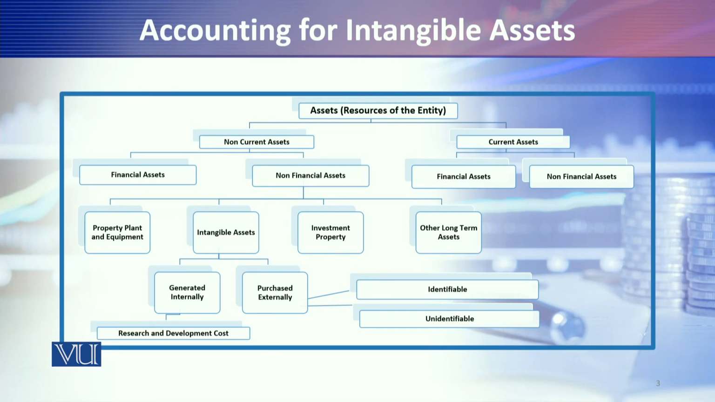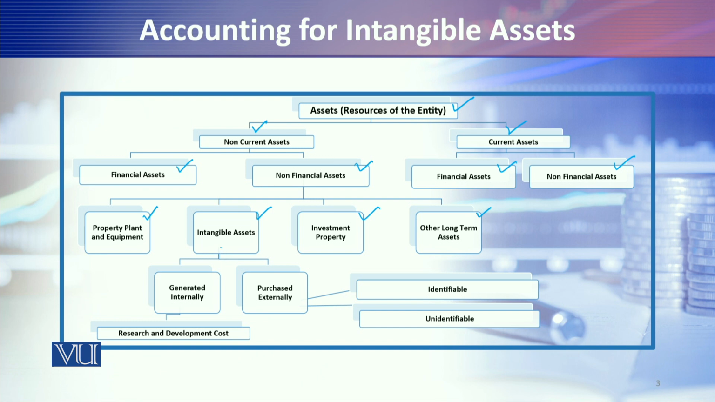You see over here that we have a broad category, assets, which are the resources of the entity, and these are further classified into non-current and current assets. Among the non-current assets and current assets, we divide both of them into financial and non-financial assets. Under non-financial assets, we see property, plant, and equipment, which is also the tangible fixed asset, then intangible assets, then investment properties and other long-term assets, which are non-financial, obviously.